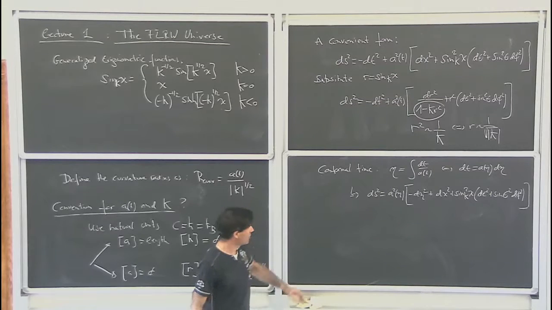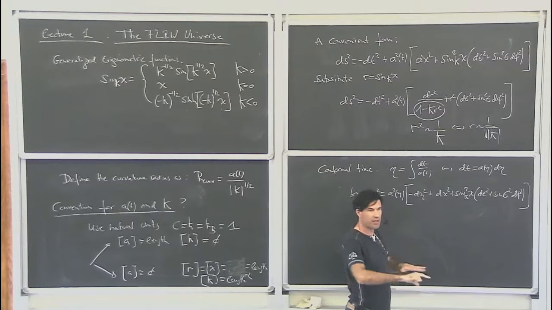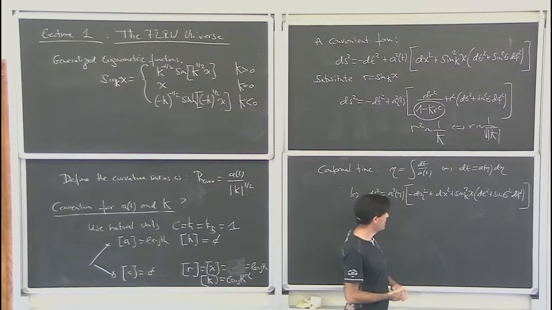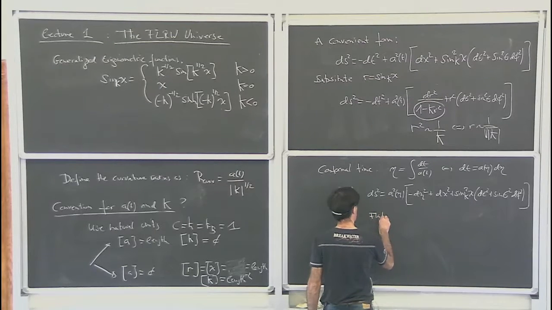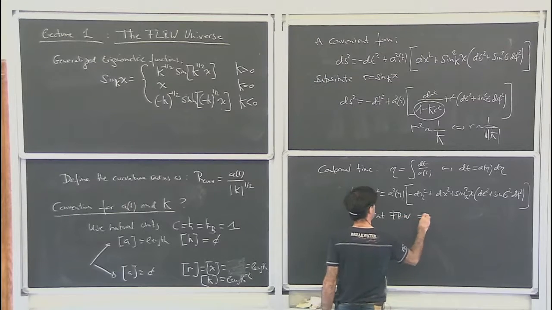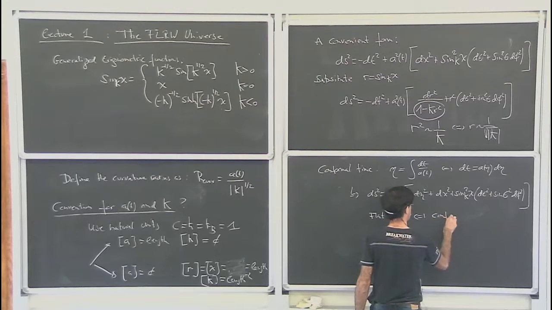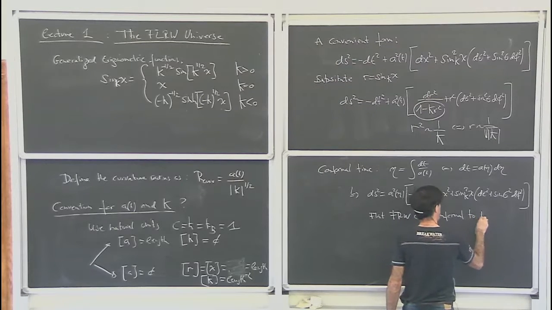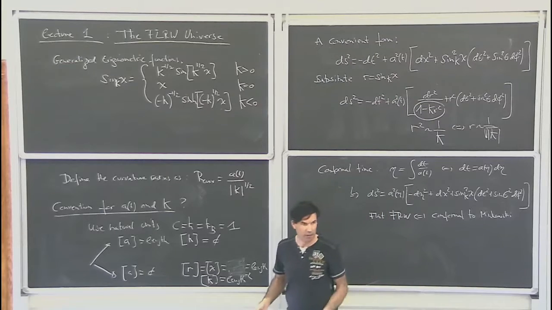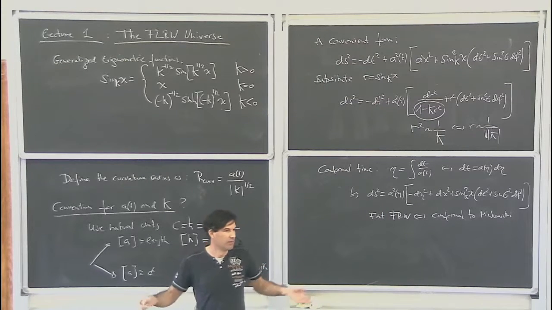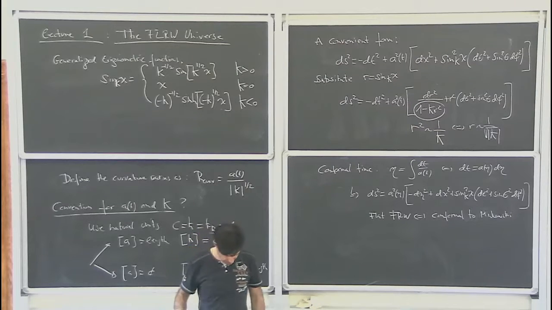Okay, you can see that if you have flat slicing, this is just chi squared, and so basically the metric is conformal to a Minkowski metric. So if you have a flat FRW, the metric is conformal to Minkowski. What does this mean? It just means that photons in this case just propagate as in Minkowski space. That's just what it means.